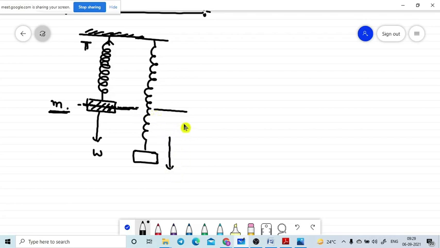Let me take the distance from its mean position as y, because the vertical axis we are taking is the y axis, and the horizontal one is the x axis. That's why I am using y as the notation for this displacement. So if you release this object after pulling it down a certain distance, the object will try to go back to its mean position. So this object is going back to its mean position like this.